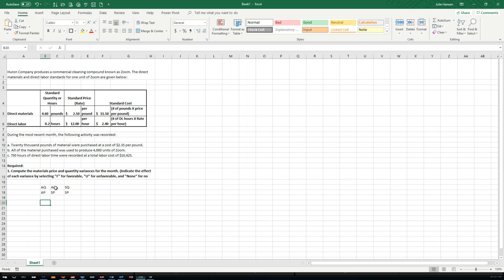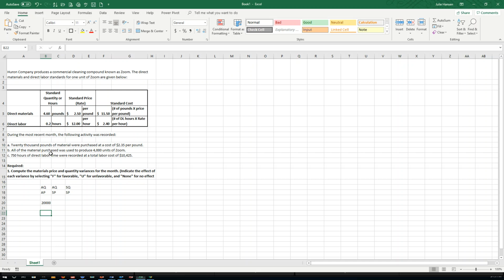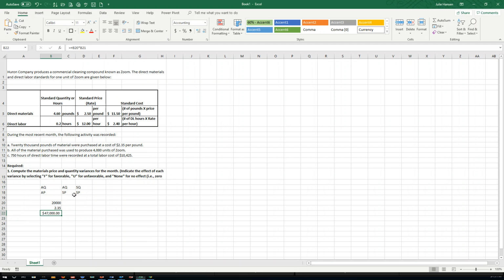They told me the actual quantity that they purchased at $2.35 per pound was 20,000 pounds. So let's go ahead and just type that in. And they told me the actual price they paid was $2.35, so I'll plop that in. I'm going to multiply these together, and that's how much I paid. So now I have my AQ times my AP right there. The actual quantity number just transfers over because that's the actual quantity.